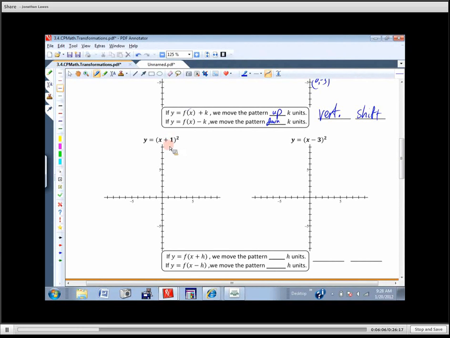So this is going to move it to the left 1 unit. So we're going to slide the vertex over here. And then we still go to the right 1, up 1, to the right 2, up 4. So it still looks like that. It still looks exactly the same.